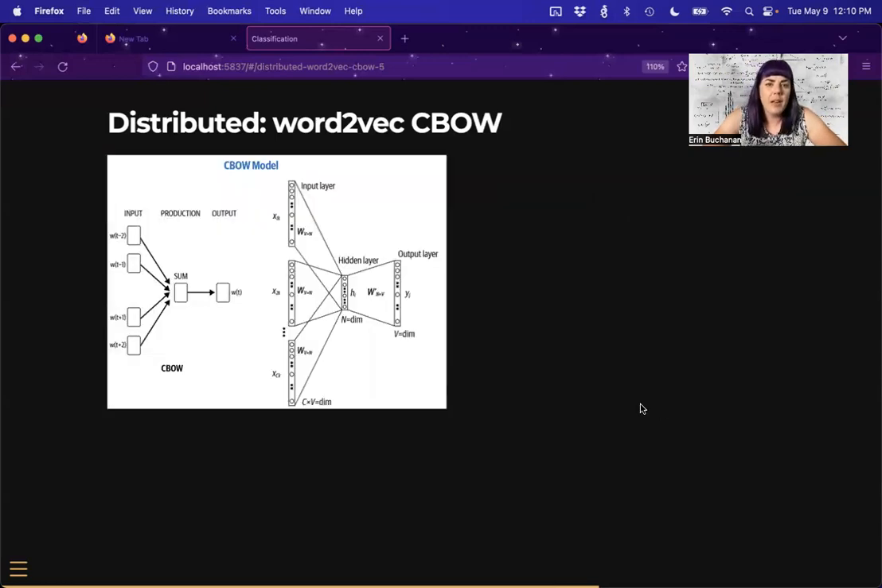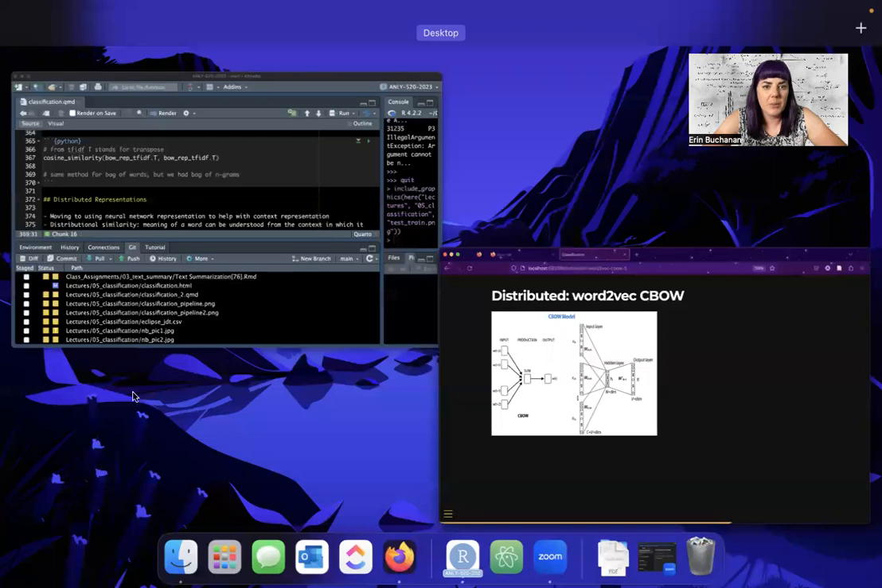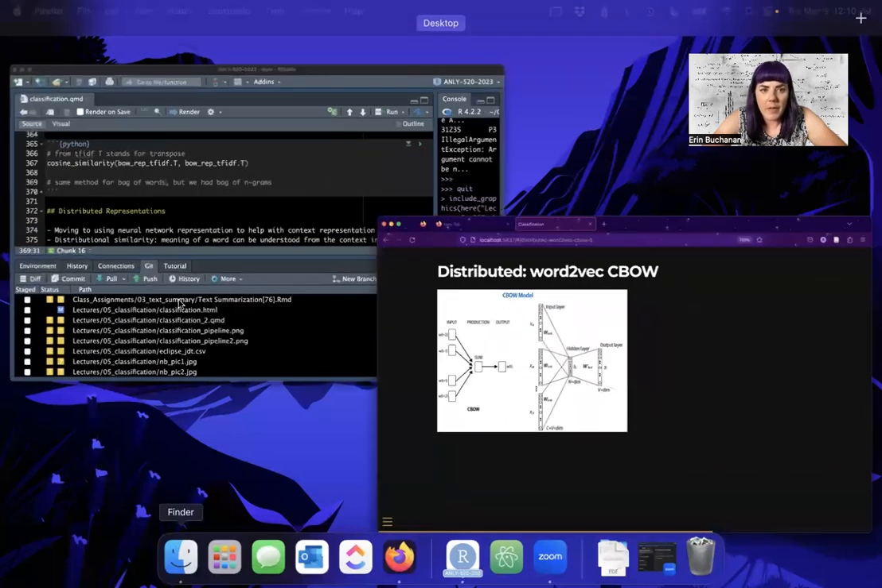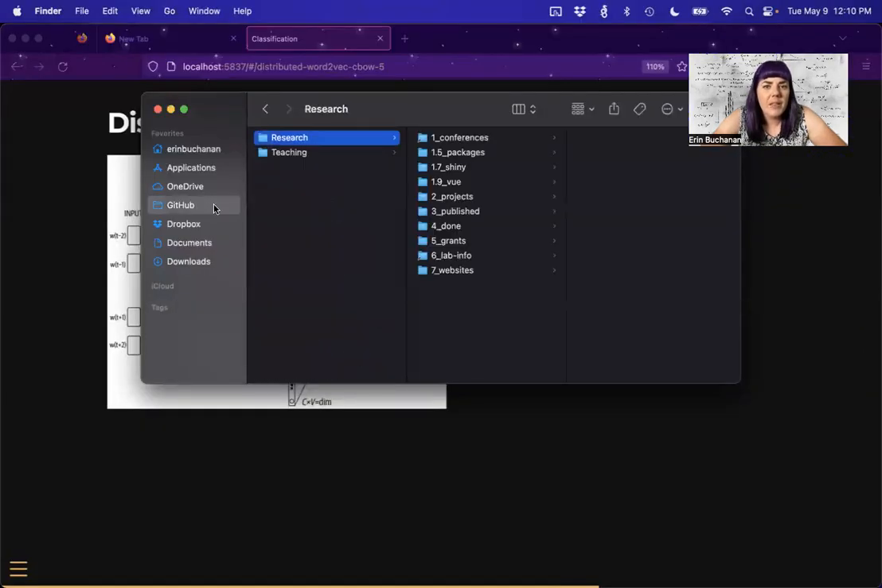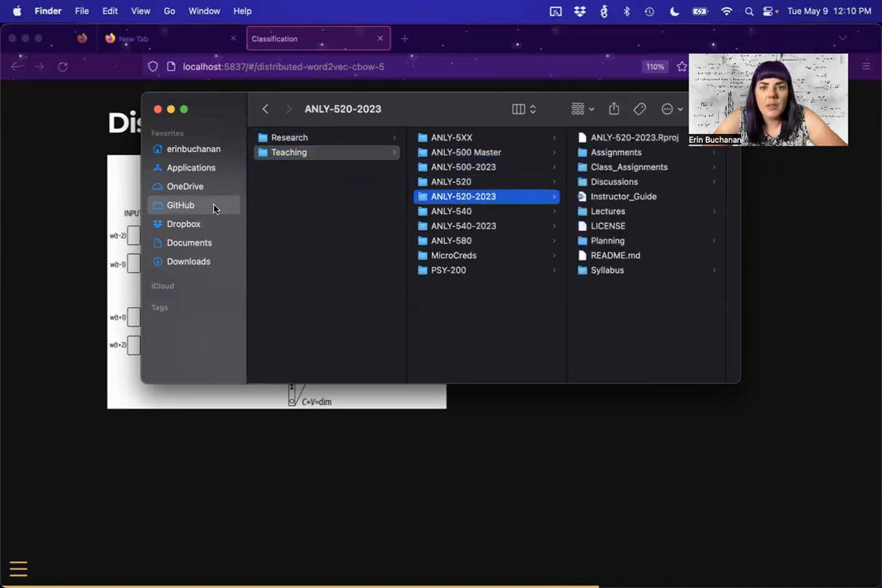Oh, that is not a very large picture. Let me see if I can make it bigger. Oh, I printed out kind of small here.